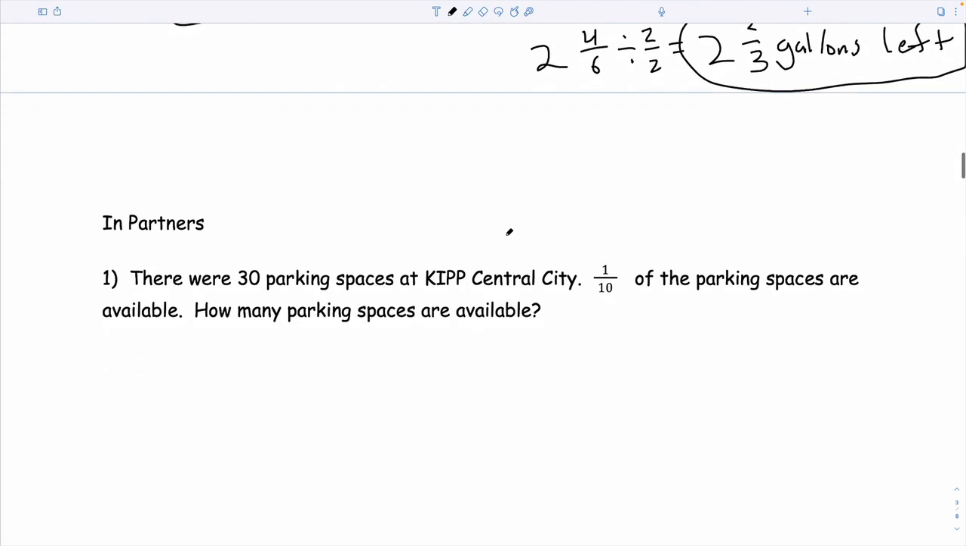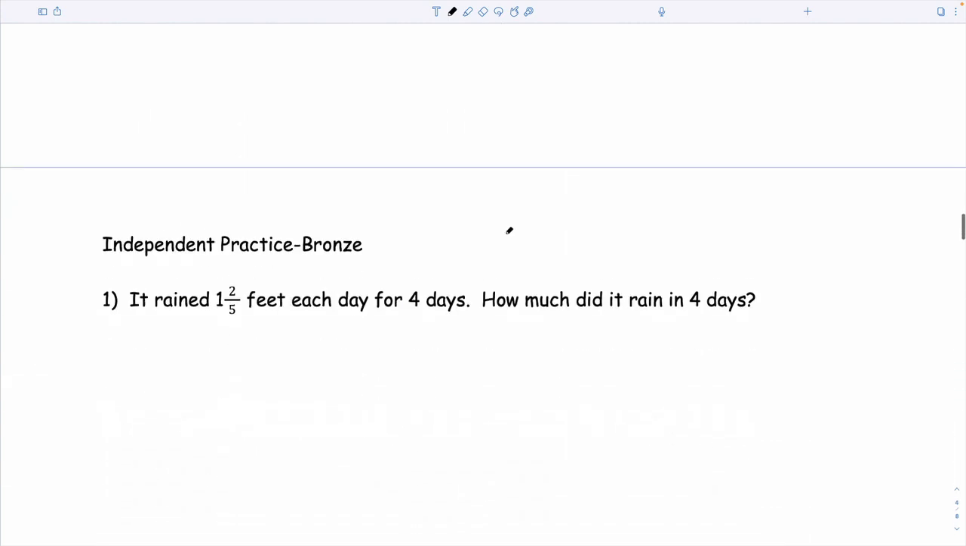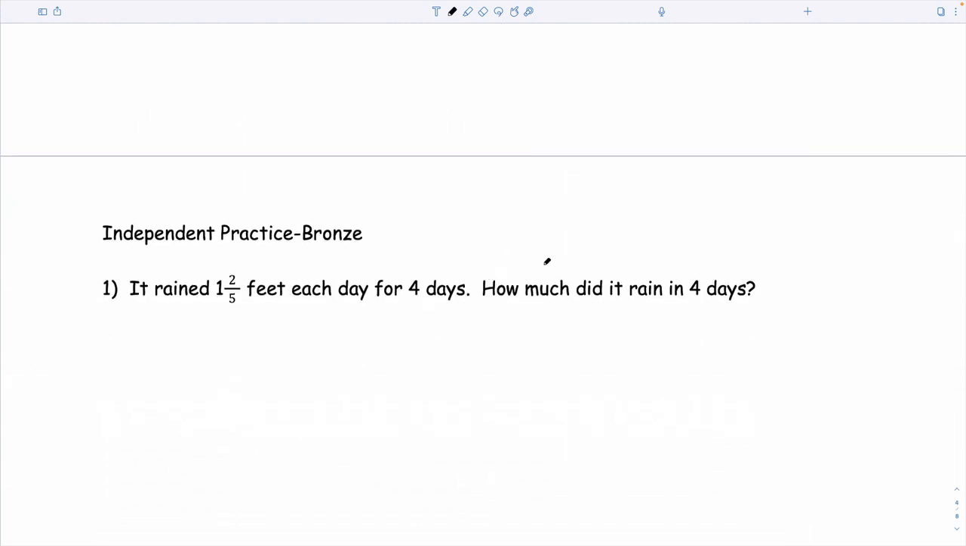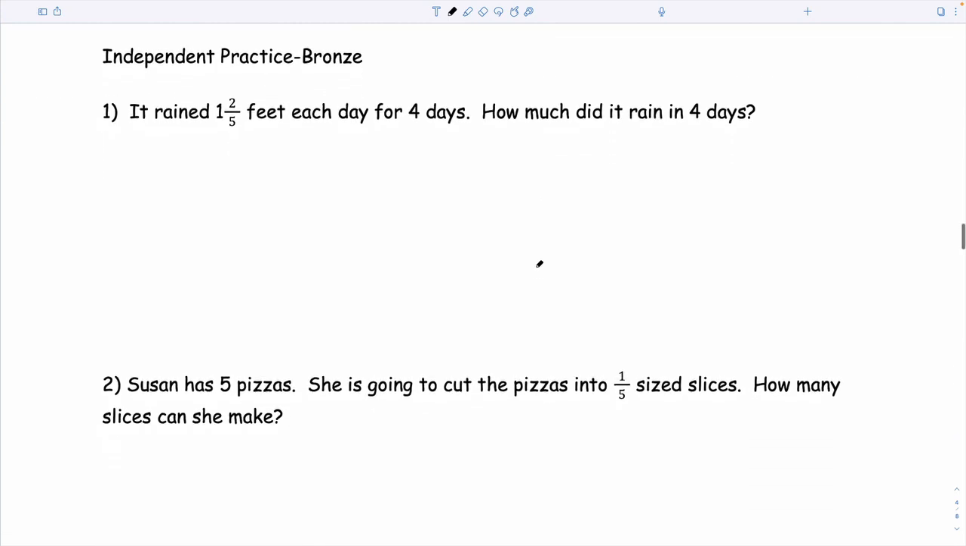Okay, take 3 minutes to work on 1 and 2 in partners. Then move on to independent practice. Hopefully you have about 20 to 30 minutes independently to work on this and prep for the test.